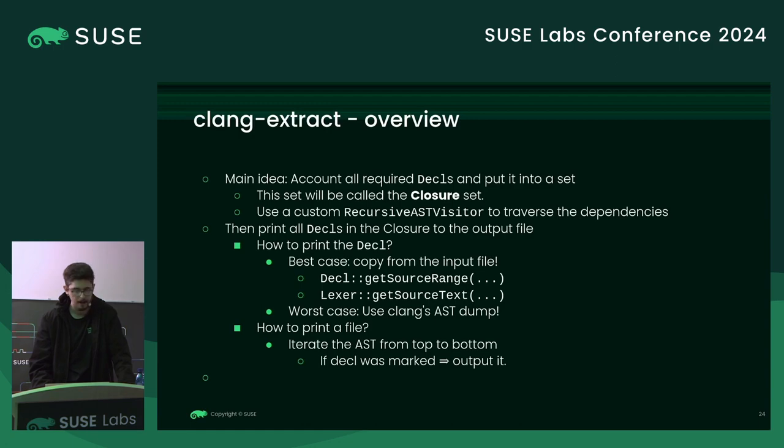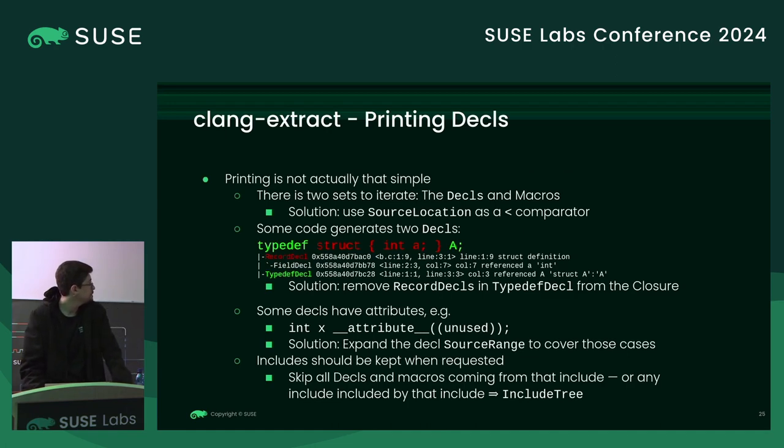In the best case scenario, the declaration is written very nicely, and we can basically just copy it from the input. But in the worst case, it's generated by a macro, and it's very complicated. So you just dump it using the AST dump, and if it works, it's nice, but if it doesn't work, then I will have to go to Clang and submit a patch so it works very well. But printing is not actually that simple because Clang does some clever things. For example, as I said, the declarations are on the AST, but the macros aren't. So you have two sets to iterate.